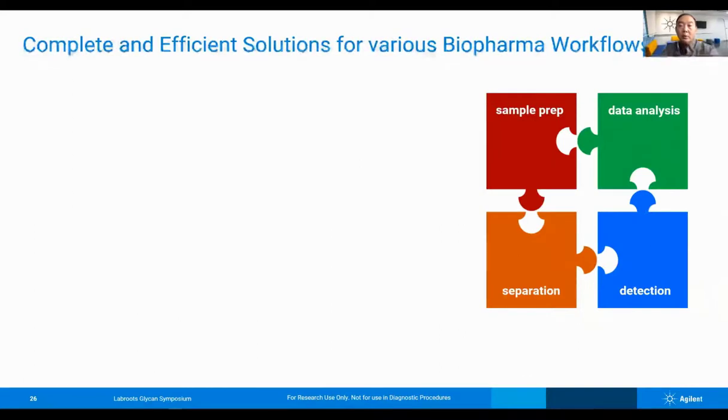So in conclusion, we have developed a complete and efficient workflow solution for antibody glycoform characterization by integrating the Agilent Bravo liquid handling platform for the sample prep, the UHPLC technology for the separation, the Agilent 6545XT AdvanceBio LC/Q-TOF system for the detection, and the Agilent MassHunter BioConfirm software for data analysis.